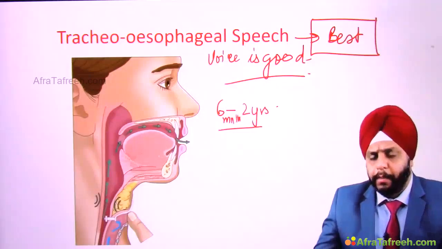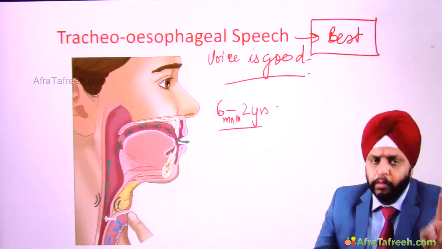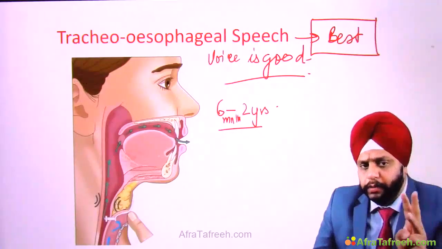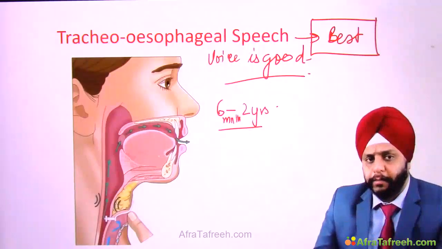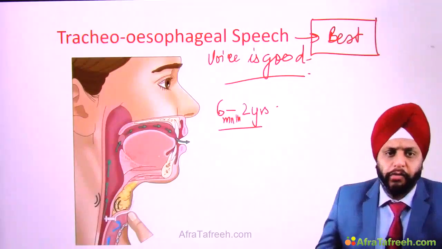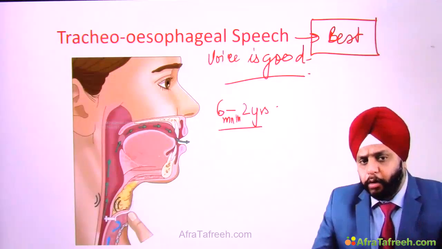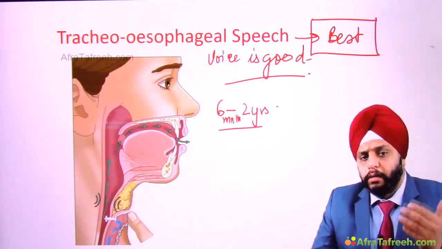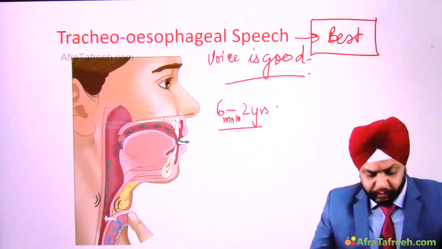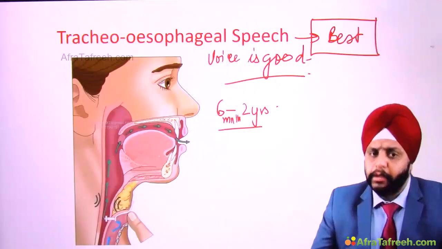Now remember, we have electrolarynx, we have esophageal speech, we have tracheoesophageal speech. There is nothing like tracheal speech. So this question is asked: which of the following kinds of speech voice rehabilitation can we not do after laryngectomy? Remember, there is nothing like tracheal speech. We have tracheoesophageal speech, esophageal speech, electrolarynx.